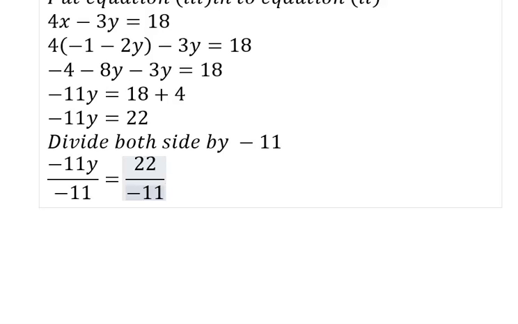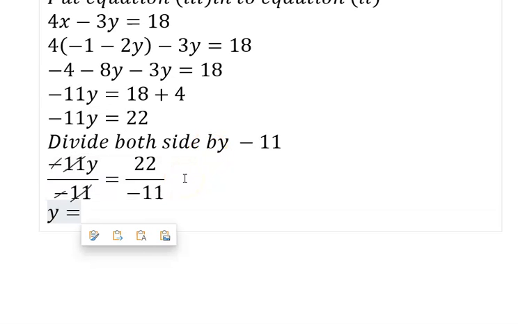So with that, our minus can cancel minus. Our 11 can cancel 11. So we'll be left with what? With y. We'll be left with y equal to 22 over minus 11.